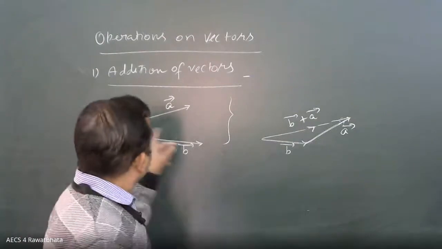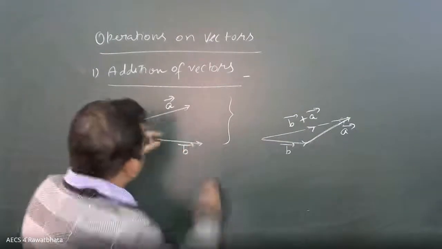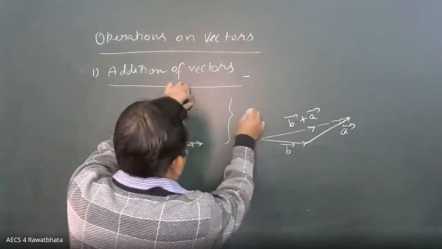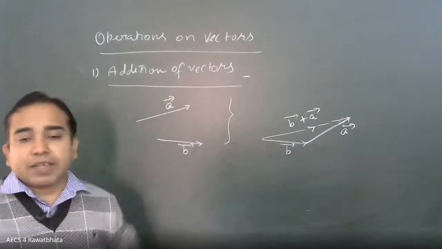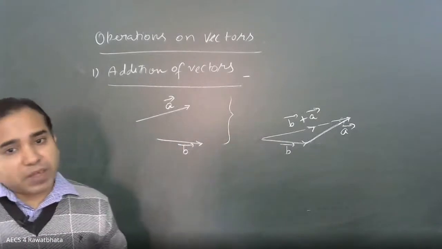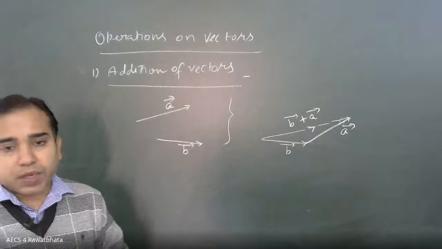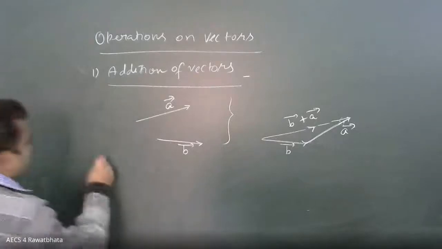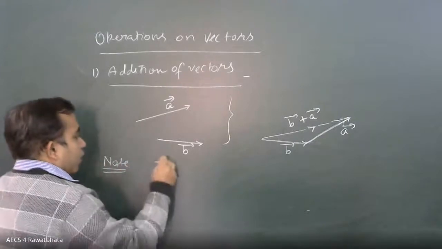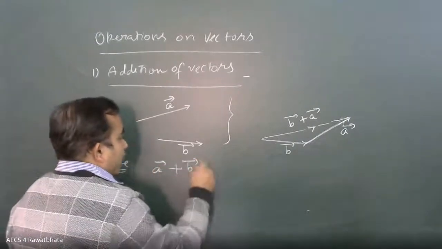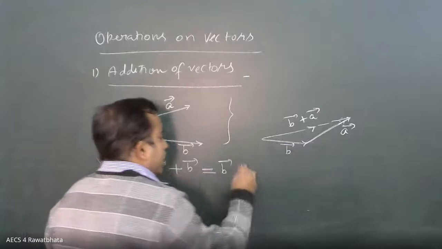And if you keep A vector here and B vector you bring here, and then you join them, then A plus B you will get, and you will verify that actually A plus B and B plus A, both directions will be the same. So this also I can write as a note about addition. Addition of A vector followed by B vector will be the same as B vector plus A vector.